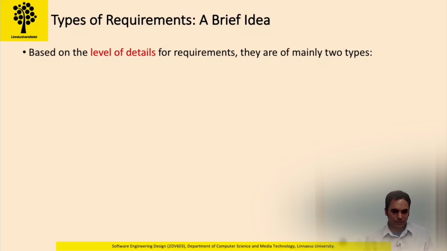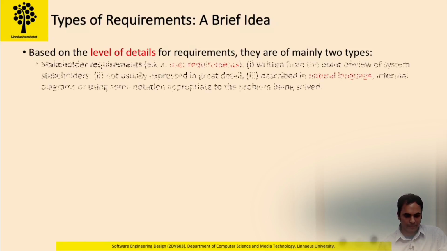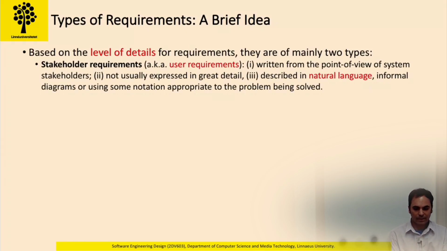So we looked at what requirements are, what requirements engineering is, and what a requirements document is. But we did not look yet at the types of requirements. There are different types of requirements. Broadly, they can be classified in two different ways. One is based on the level of detail, how detailed they are described. The first one is the stakeholder requirements, or the user requirements, that we basically collect from different stakeholders.